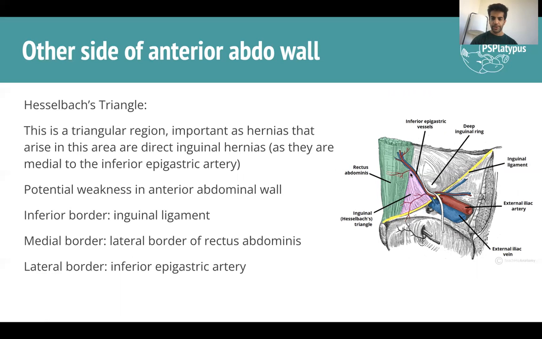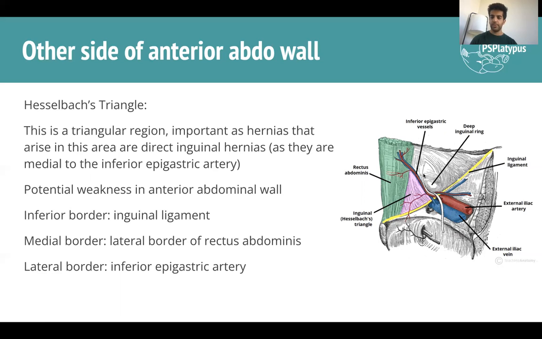So your medial border, as you can see, is the rectus abdominis, or specifically the lateral border of the rectus abdominis. Your inferior border is your inguinal ligament, which is running from your ASIS down to your pubic symphysis. And your lateral or superior border, depending on how you see it, is your inferior epigastric vessels. This is the direction that the inferior epigastric vessels go, from lateral to medial, down to up. And so this is medial to the inferior epigastric vessels.